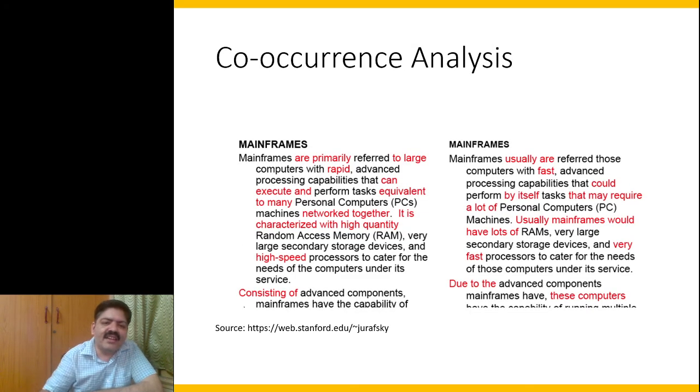Interestingly, we use an analysis called co-occurrence analysis. The idea is that if two similar documents carry terms, then those terms are similar as well. So here are two essays that people wrote on the same topic, mainframes. Mainframes are primarily referred to, mainframes usually refer to those computers with fast, with rapid.